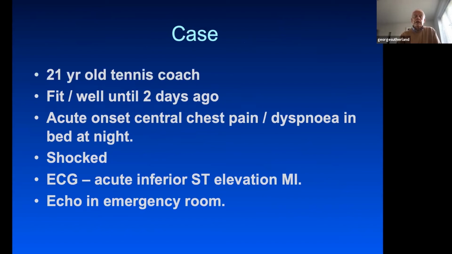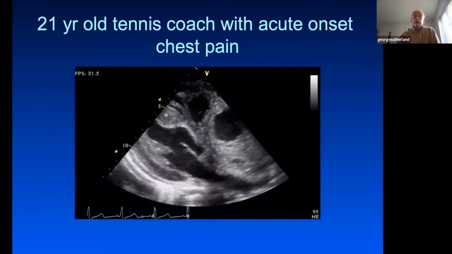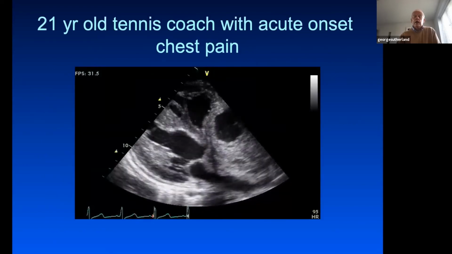It's a fascinating case. A 21-year-old tennis coach, fit until 2 days ago. He presented acutely with central chest pain and dyspnea in bed at night, shocked. His ECG showed him to have acute inferior ST elevation myocardial infarction. And this is the echo I did in the emergency room. I think you would say this is a very abnormal echo.